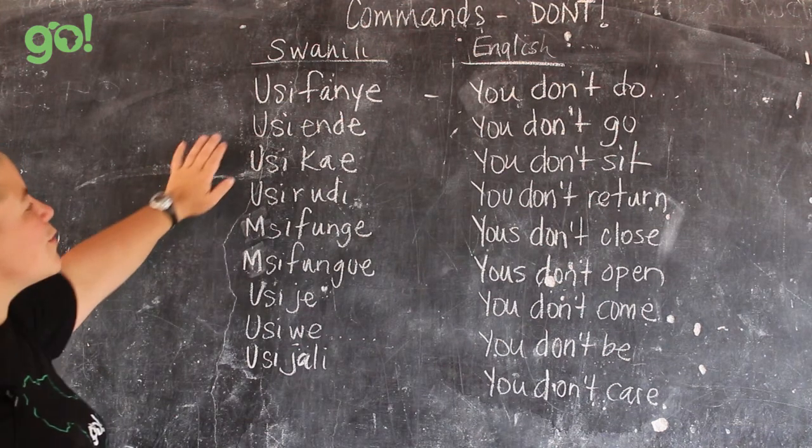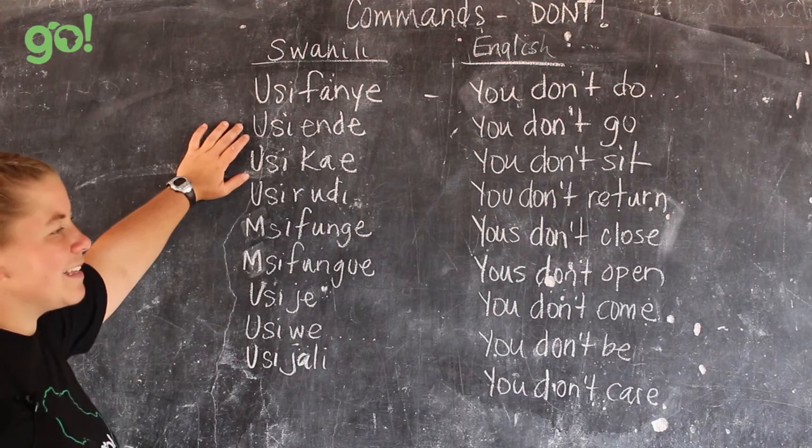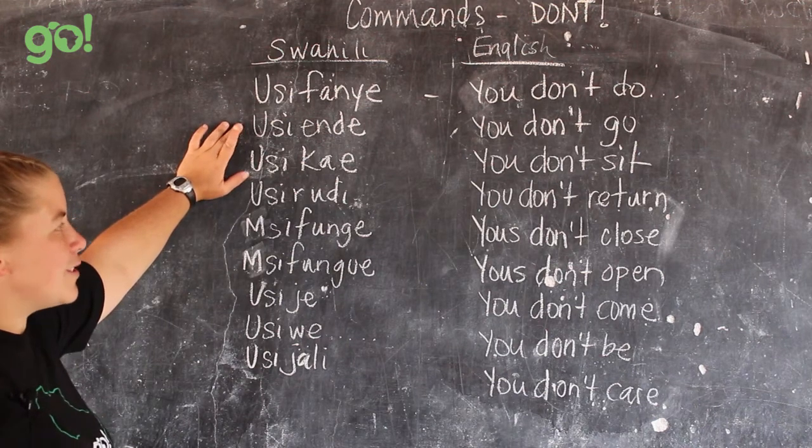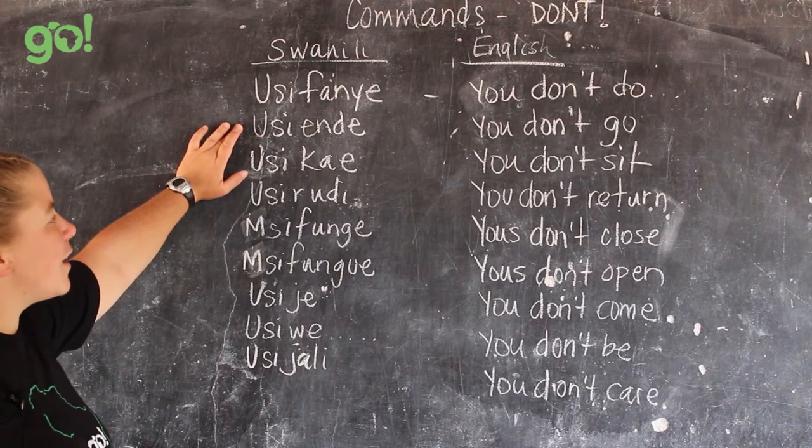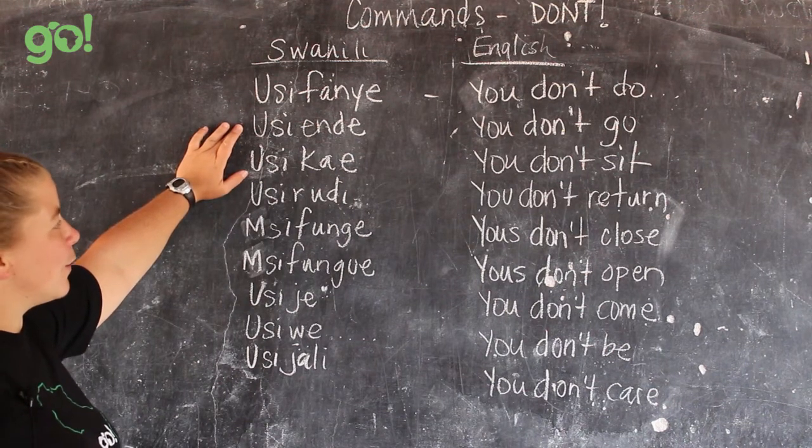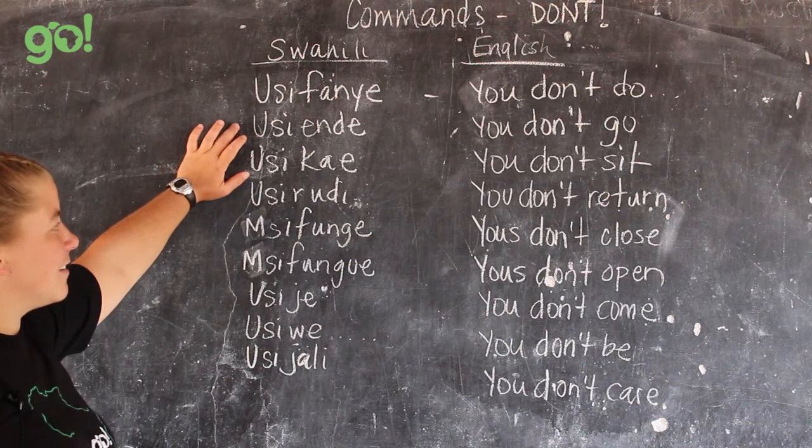Next example, usiende. The verb is enda, but we took off the A, we added an E, and we got usiende. You don't go. Usiende.